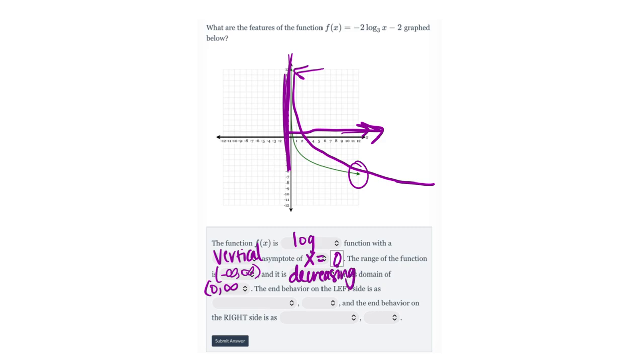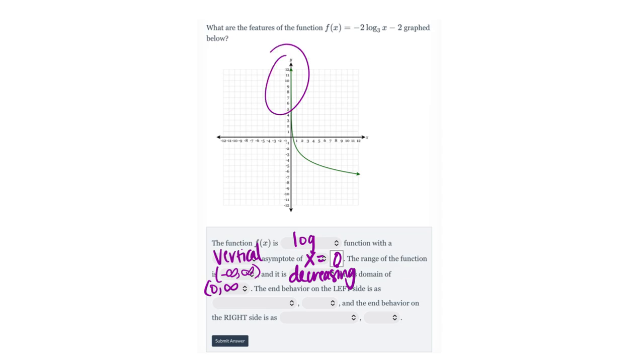The end behavior on the left side of the function. So here's the end on the left side. Here's the end on the right side. Okay, so as x is approaching 0, because that's as far left as it goes, so we would say x approaches 0 from the right side. The function is getting higher and higher, so y is approaching positive infinity.